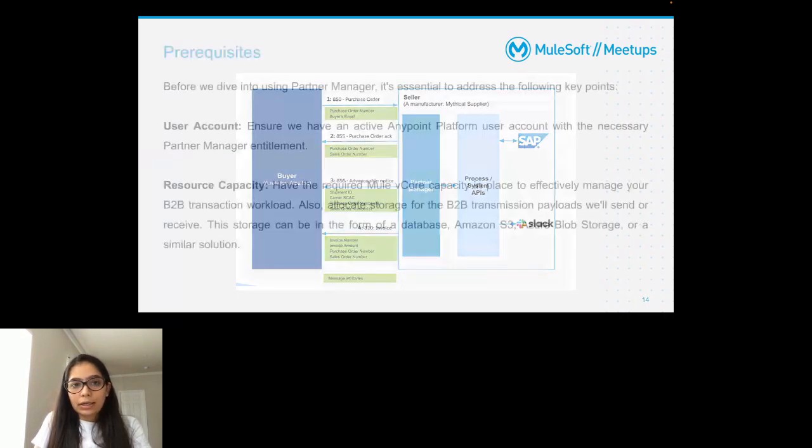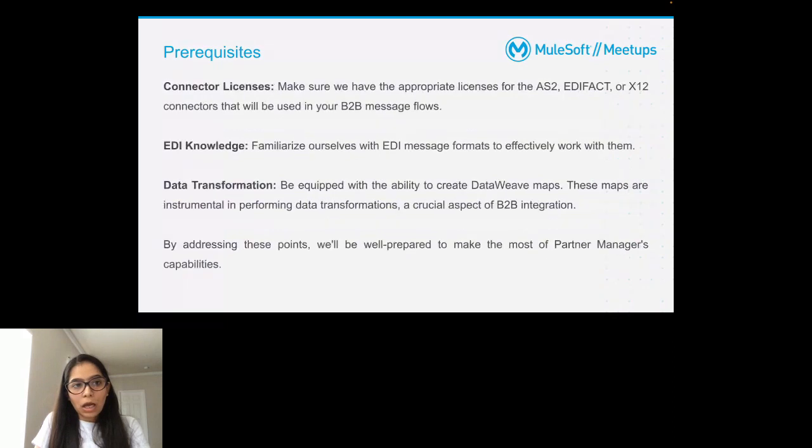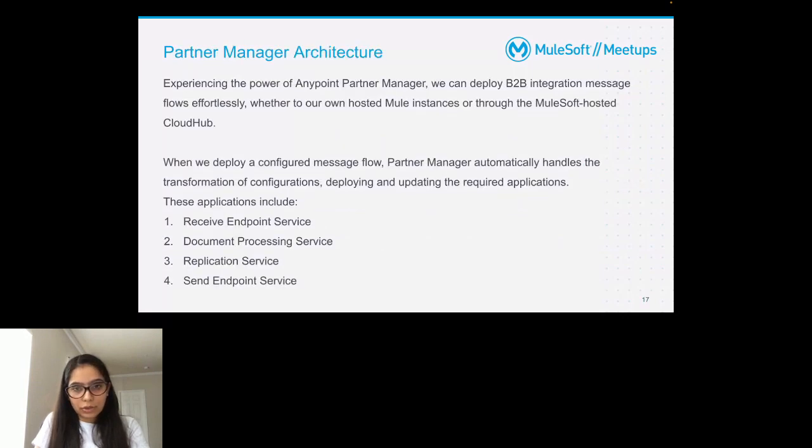These are some prerequisites for setting up APM. You need to have a user account and your resource capacity. There are minimum vCores you need to have to start APM. You also need some EDI knowledge and data transformations to get APM started. And let's jump into the API architecture so that you can understand the demo better.